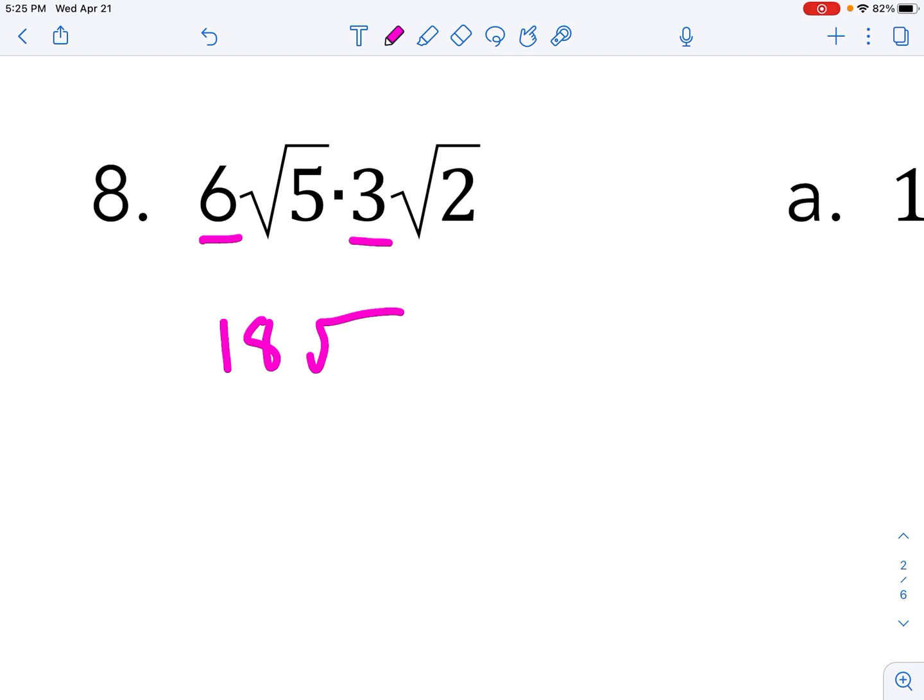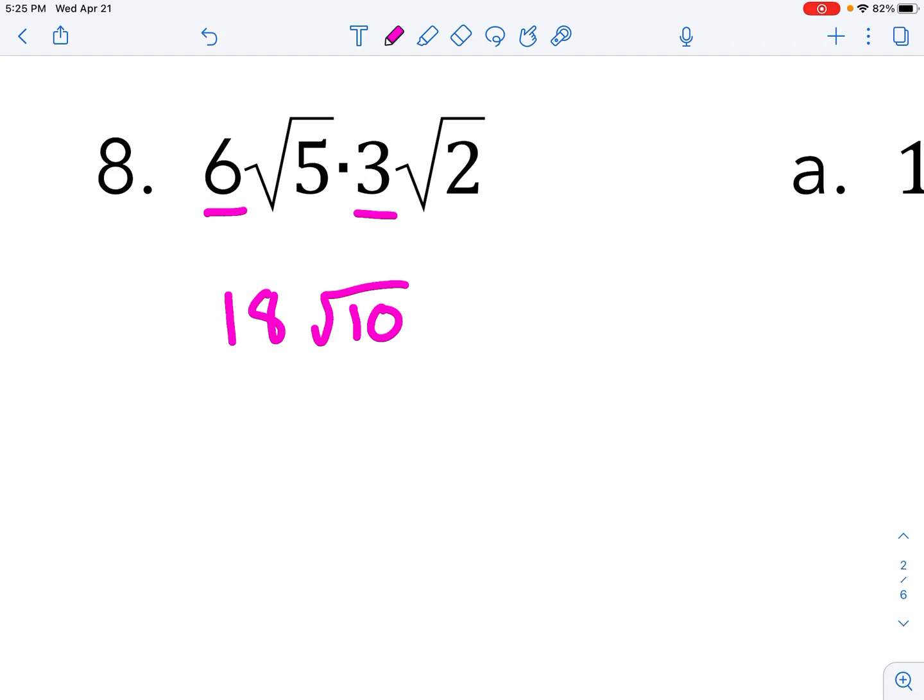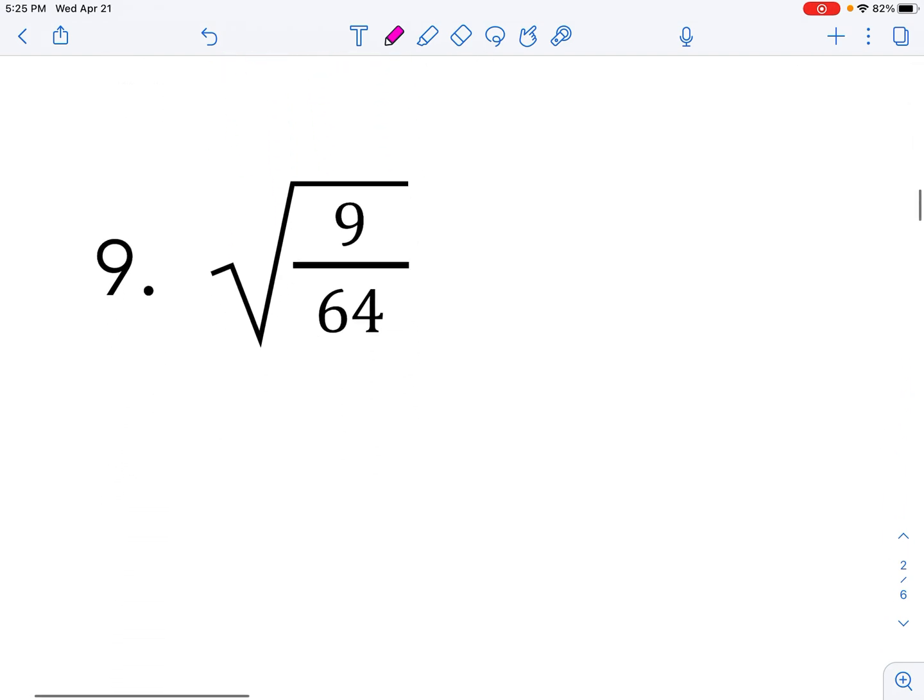And then the square root of 5 times the square root of 2, two insides being multiplied together, would be 10. So 18 root 10, I think that's my final answer. I can't really do anything else with that 10. It's not a perfect square, and no perfect squares go in, so I'm done.